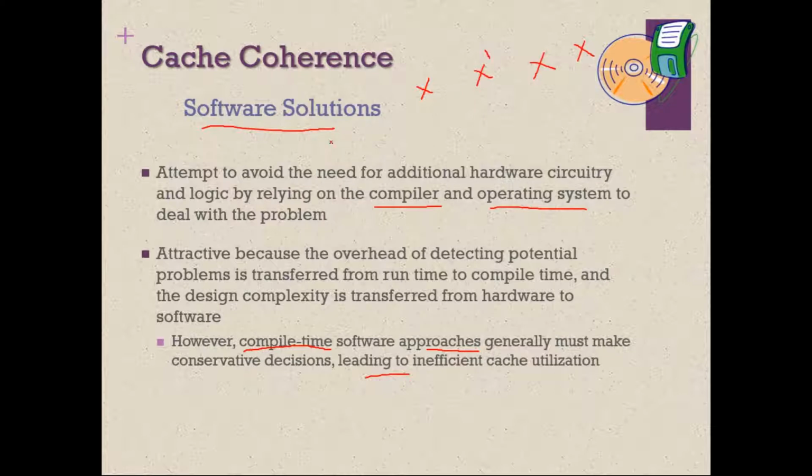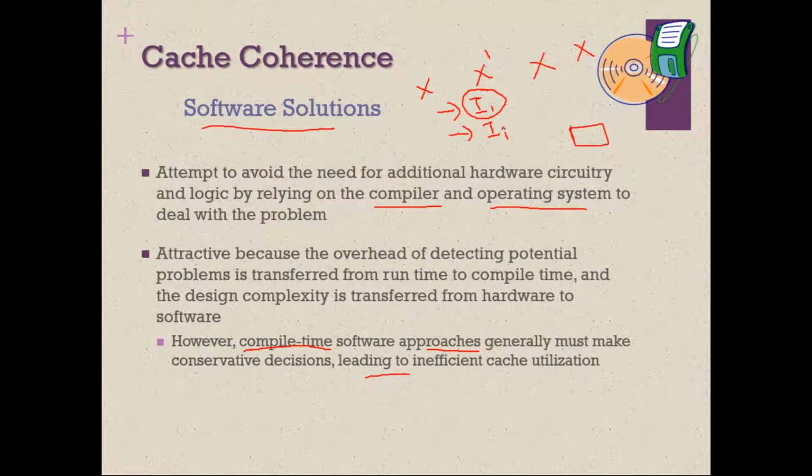So the software based approach, what it says simply is that for every instruction it will predict whether this instruction is likely to create a cache coherence problem or not. If there is a chance that this instruction is likely to create a cache coherence problem, then the compiler or the operating system will not allow this instruction to be cached. It will never be cached. It will be available only in the main memory. So as it is not cached, it won't create a cache coherence problem.